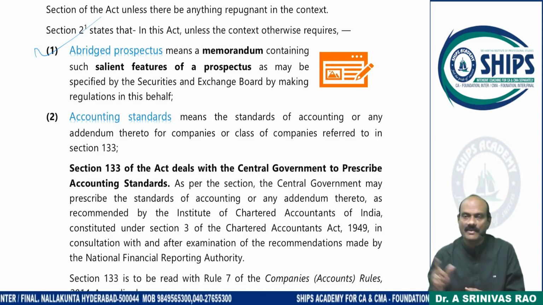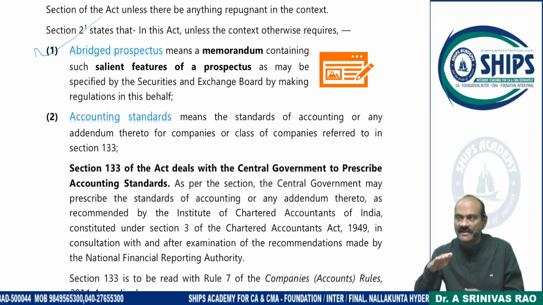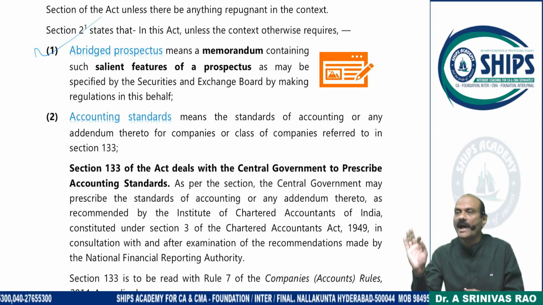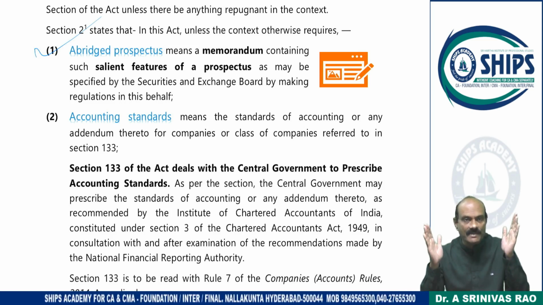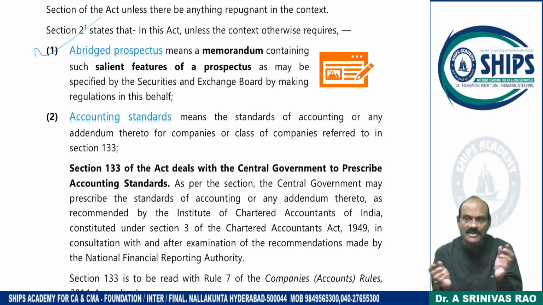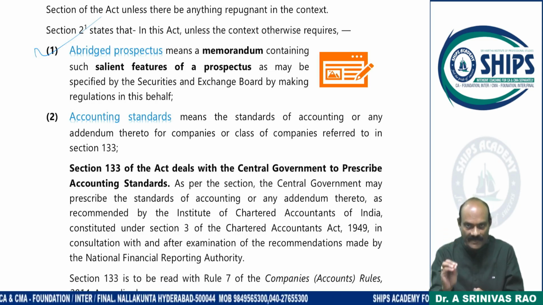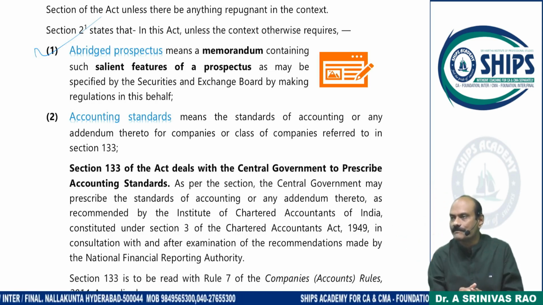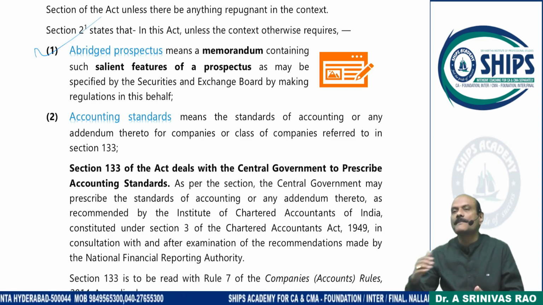Then SEBI came up with the abridged prospectus. What is the meaning of abridged prospectus? It means the salient features of the prospectus. Salient features means highlights, brief highlights of the company's prospectus. A prospectus may be 250 pages, but each and every page is not important. The salient features are printed on a piece of paper along with the share application and given to the public. That is called abridged.